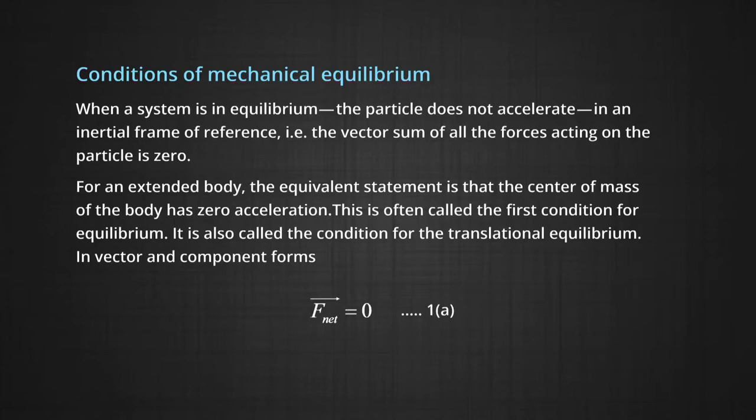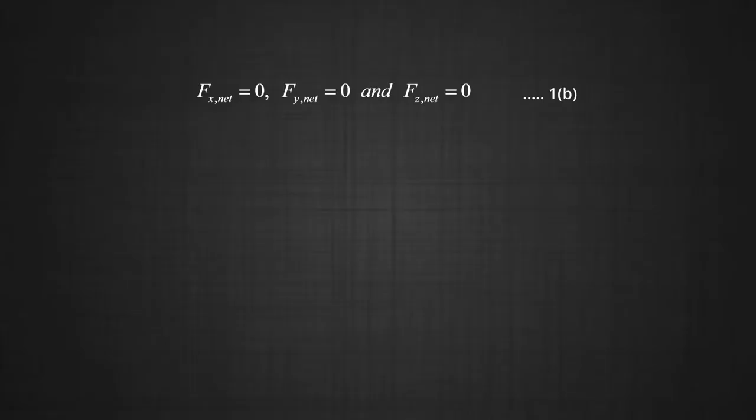This is equation 1a. In component form, it can be written as the net x component of force is equal to 0. Similarly, the net y component of force will also be 0, and the net component of force along z will also be 0. This gives us equation 1b.